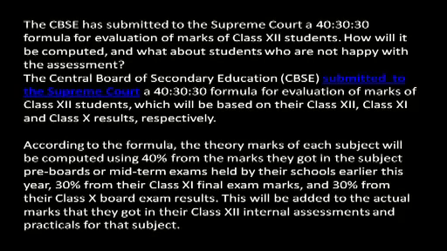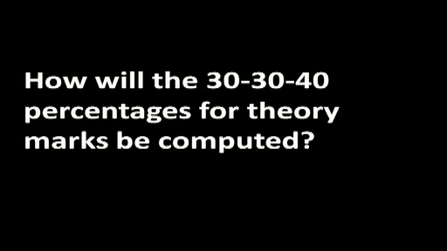According to the formula, the theory marks of each subject will be computed using 40% from the marks they got in the subject pre-boards or midterm exams held by their schools earlier this year, 30% from their Class 11 final exam marks, and 30% from their Class 10 board exam results. This will be added to the actual marks that they got in their Class 12 internal assessments and practicals for that subject.